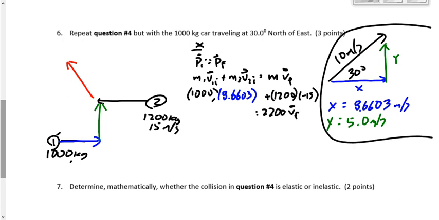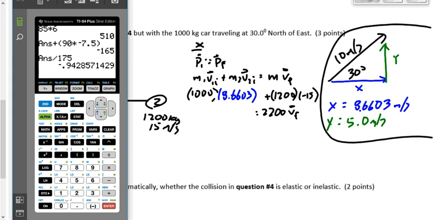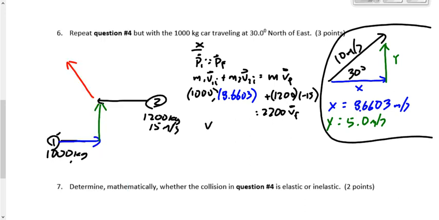Let's do this on our calculators as well here. Let's say 1,000 times 8.6603. I'm going to add to that bracket 1,200 times negative 15. Now let's divide that by 2,200. Gives me a value of negative 4.25, negative 4.2453.